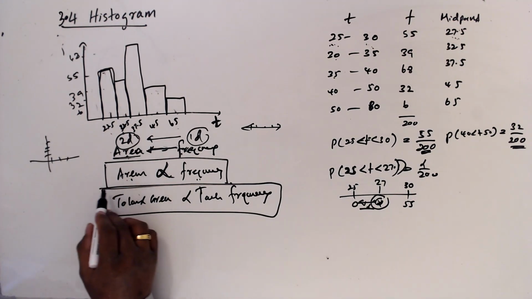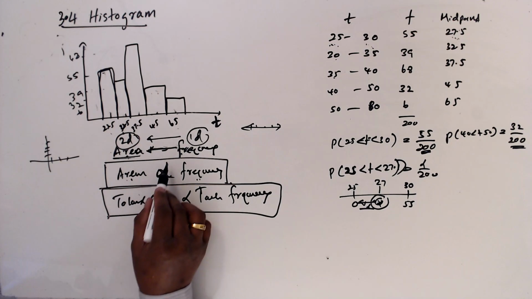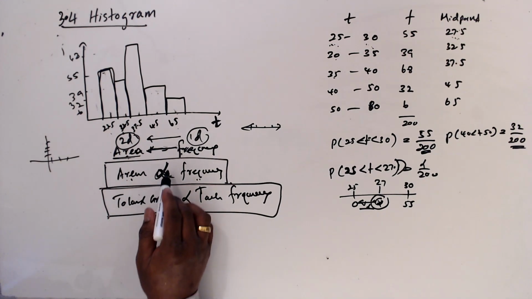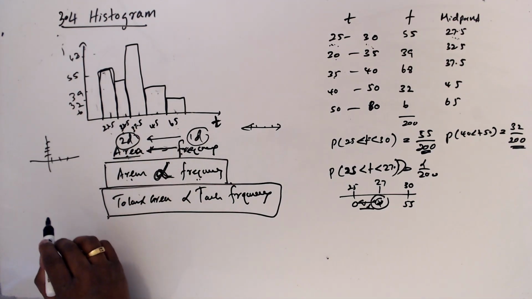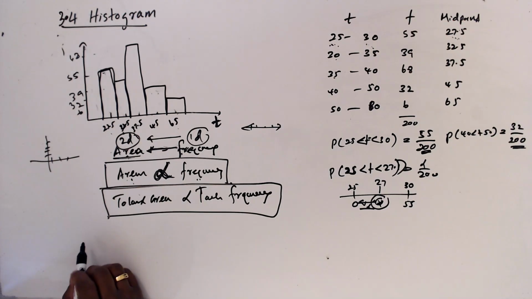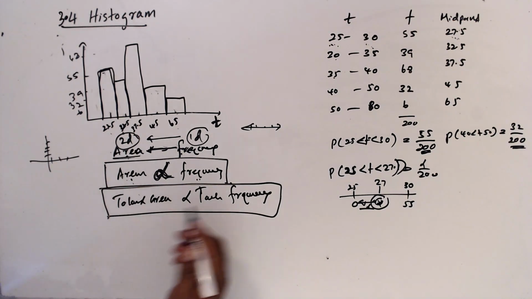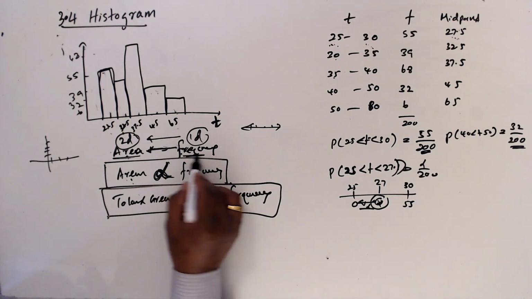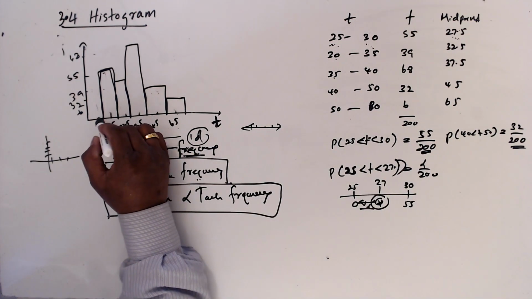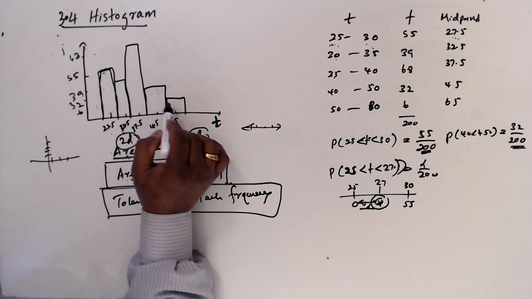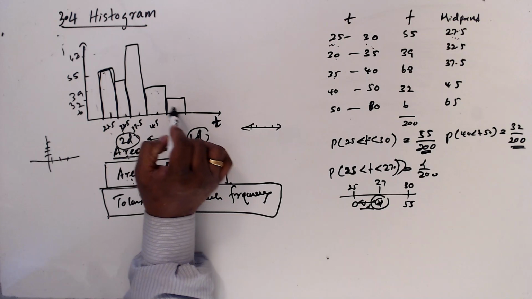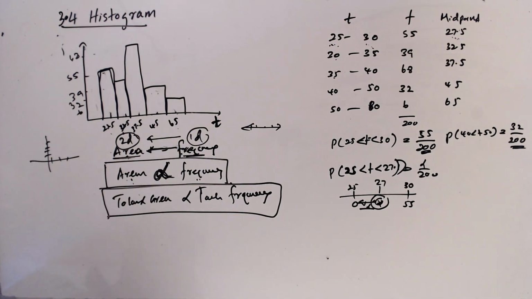So we should have this relationship: area has to be proportional to frequency. Then only can we find the probability here. The objective of this histogram is that this is the initial stage of making a probability distribution.